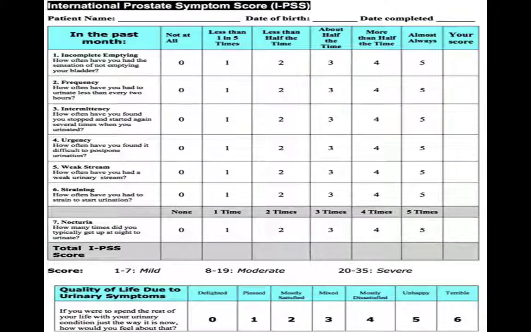Now this table, we call it the International Prostatic Symptom Score. It is composed of seven main questions that we should ask the patient, and for each question, depending on the answer of the patient, we give a point from 0 to 5.